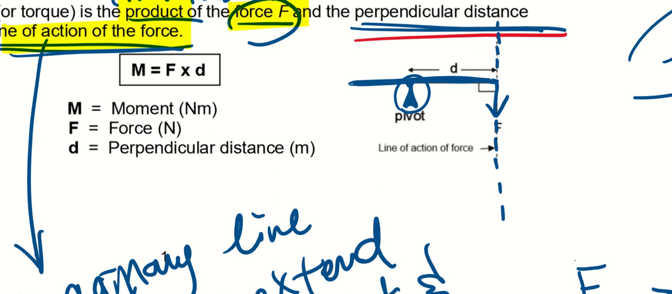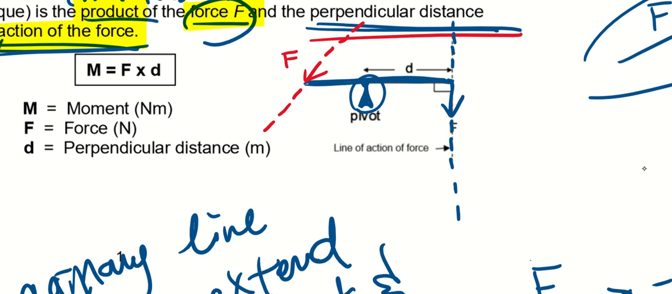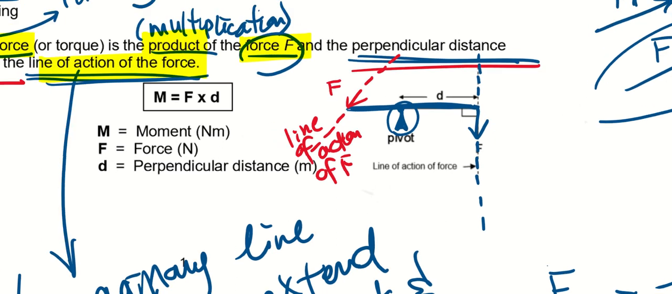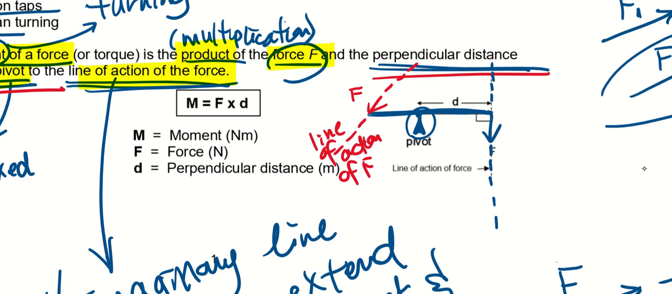I'll give you another example. If I apply a force here, this red arrow, I will need to extend the force with a dotted line, and the dotted line will show me the line of action of the red force. So you always extend the line. Now, I'm looking for a perpendicular distance from this fixed point to the line of action of the force. The perpendicular distance is actually this, the D that is written here.